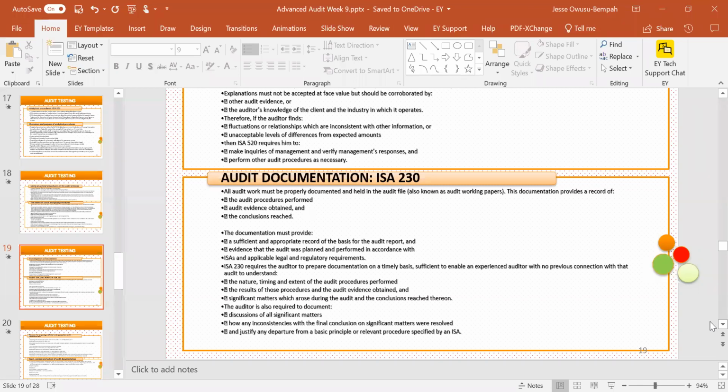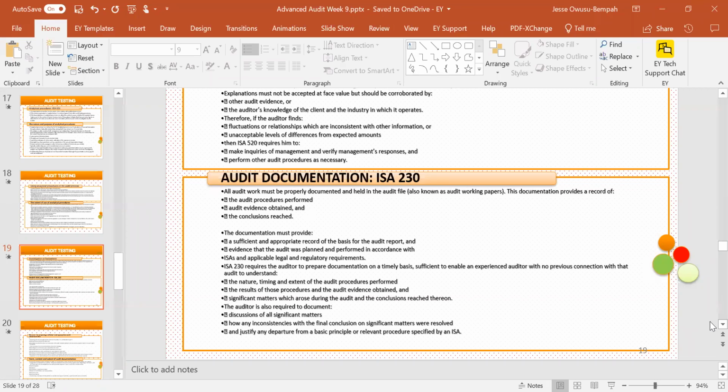And you see that the documentation is very, very solid. They talk about the procedures performed. They talk about what kind of evidence they obtained. They talk about their objectives, and they talk about the conclusions reached. So that's what we are talking about here, and the working paper is intended to host all of that.